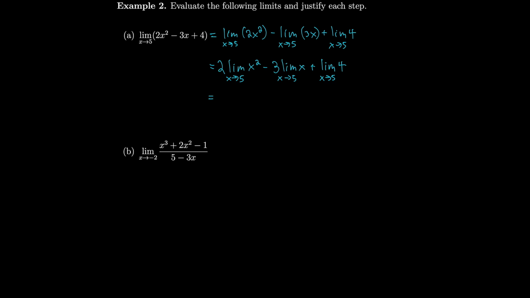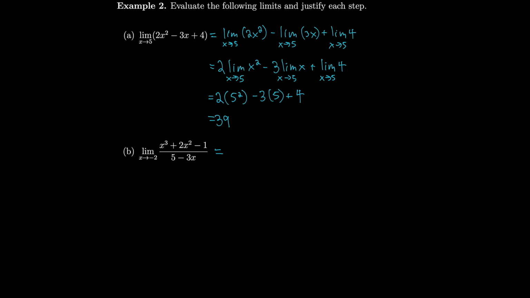Okay, so now we can just plug in the 5 from one of our laws that we just did. So this would be 2 times 5 squared, because it's a power, minus 3 times 5. And we said the limit of a constant is just the constant itself, so plus 4. Altogether, it adds up to 39. Let's look at our next one.